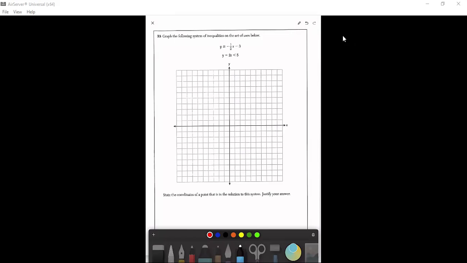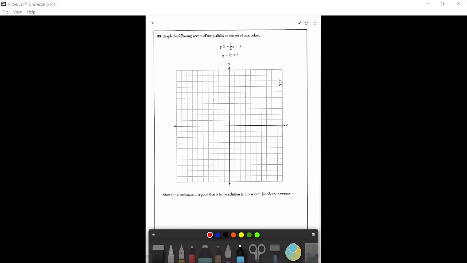I am doing question number 33 from the August 2025 Algebra 1 Regents exam. They've given us a system of inequalities and they want us to graph the inequalities on the graph below, label the solution set, and then state the coordinates of a point that's in the solution set. And they want us to justify our answer.